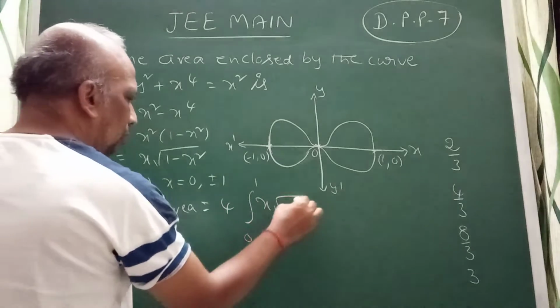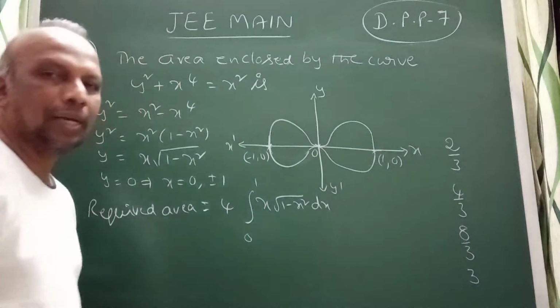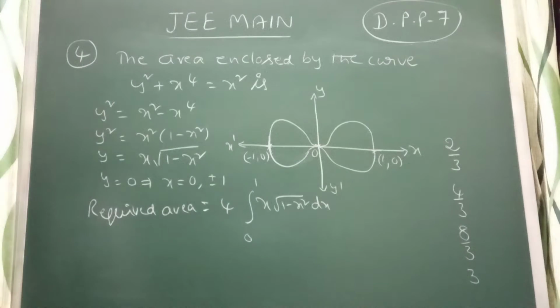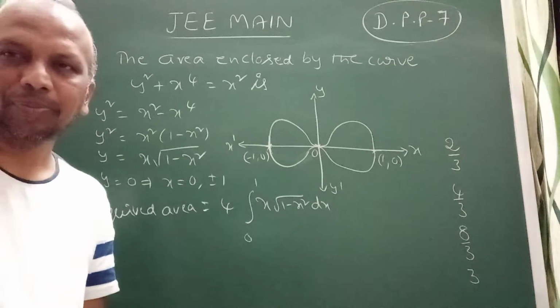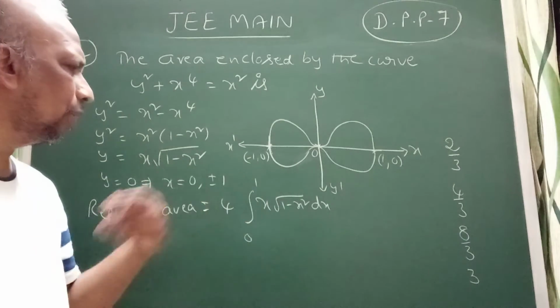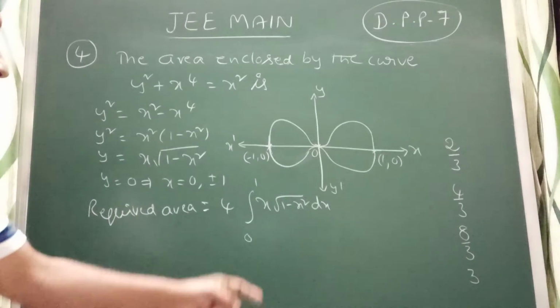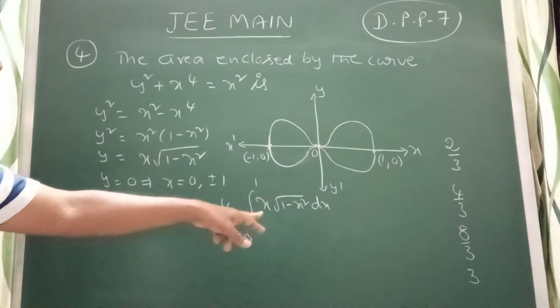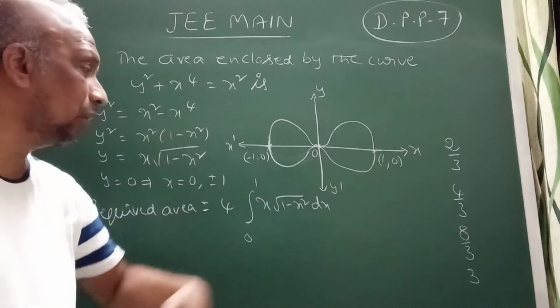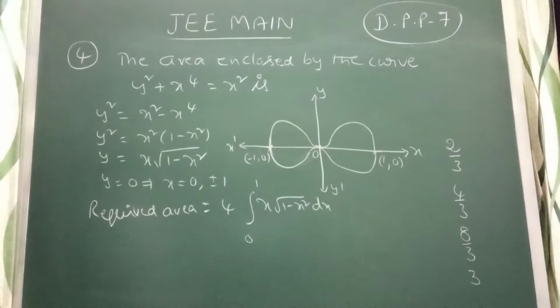That is x into root of 1 minus x square dx. We'll get it like this. This is the direct formula over here, or else we can do it directly with the substitution: I can write 1 minus x square is equal to t. You can follow that way also.